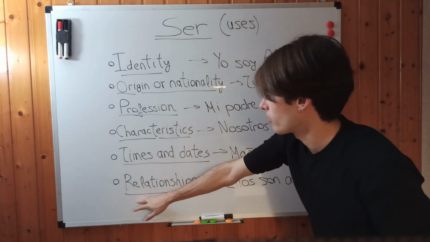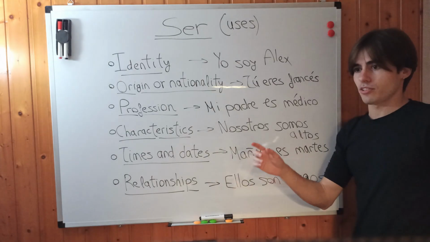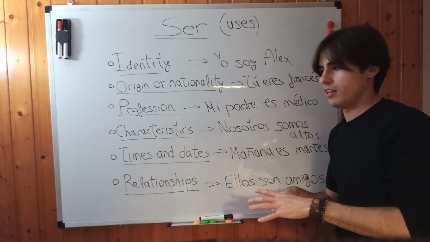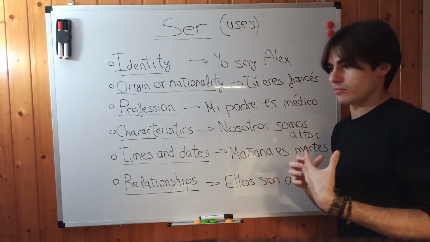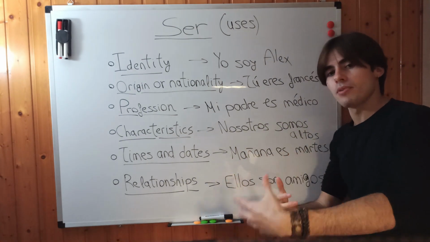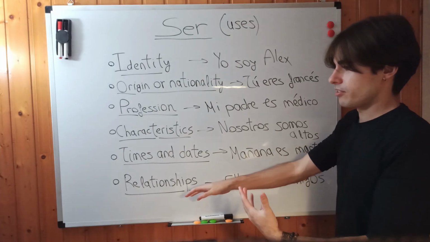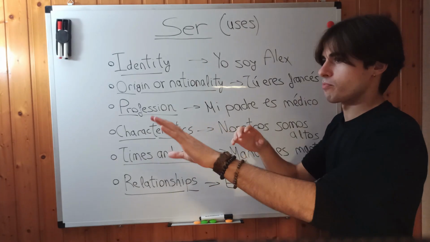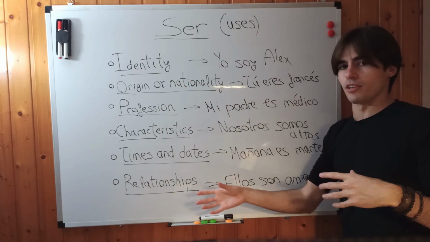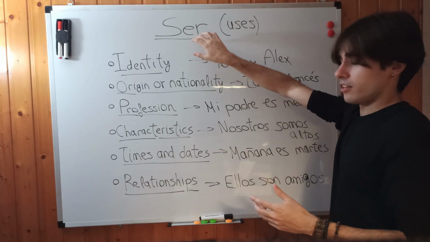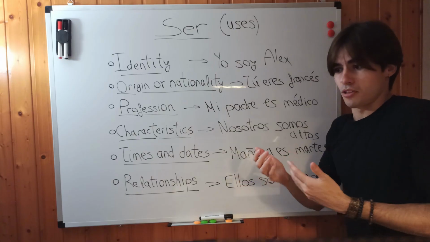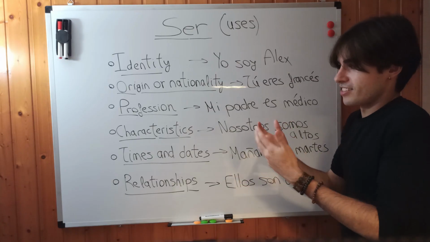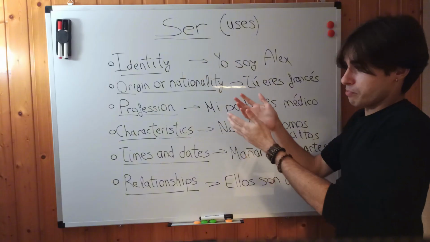And last but not least, relationships. Because here we're going to assume that relationships are also something that's part of who you are somehow. If he's my dad, or he's my brother, he's my sister, he is. It's not a state of being my dad. It's a characteristic, a permanent thing.